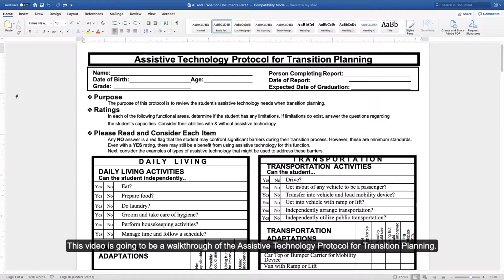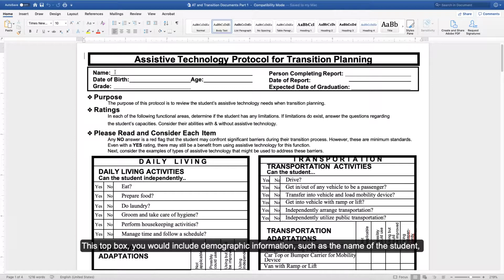This video is going to be a walkthrough of the Assistive Technology Protocol for Transition Planning. This is a two-page document that should be completed around the age of transition. The purpose of this document is to review the student's assistive technology needs through transition planning.